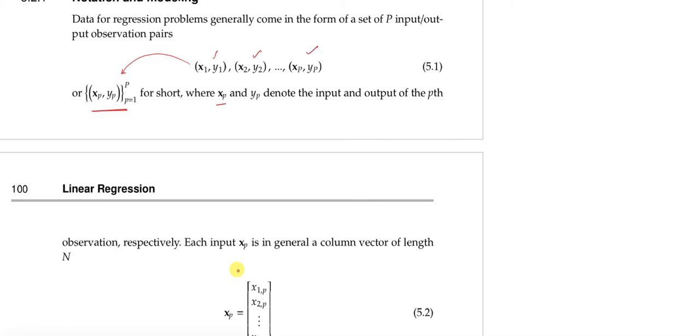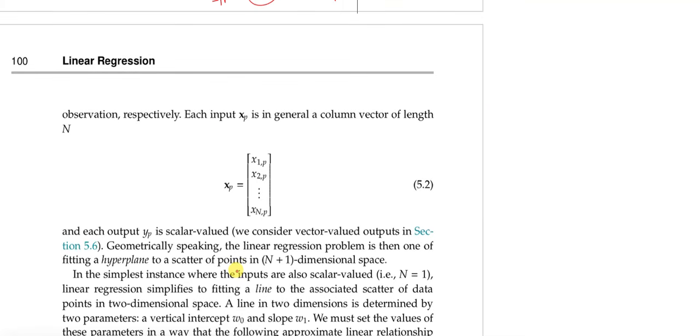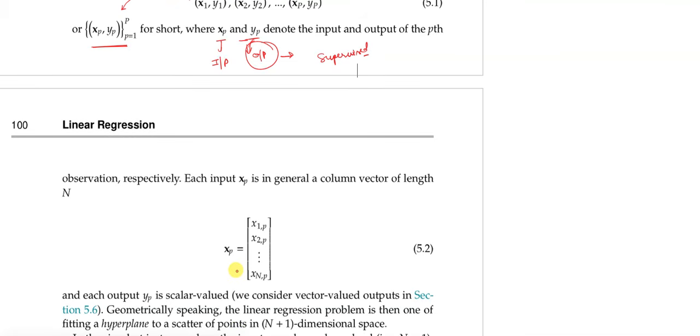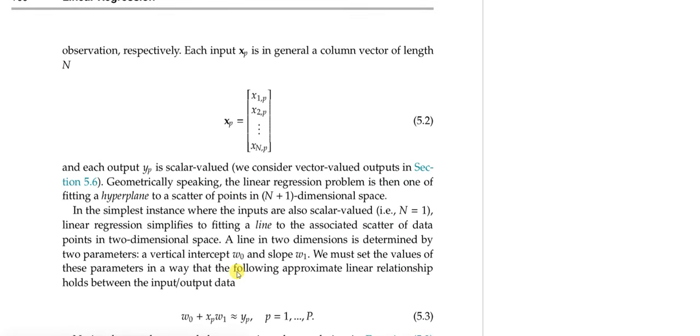In this, xp, yp denote the input and the output. Since the output is known, that's the reason it is known as supervised. Now, since it is in the case of multiple dimensions, xp is always a column vector, and the corresponding yp is similar to that.